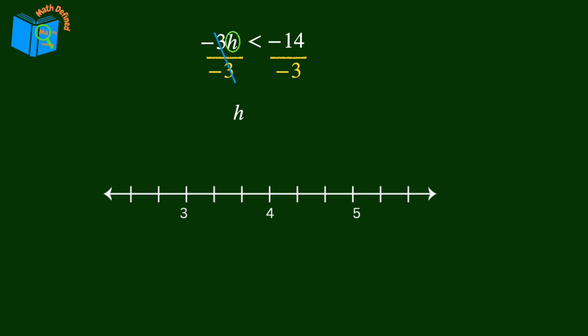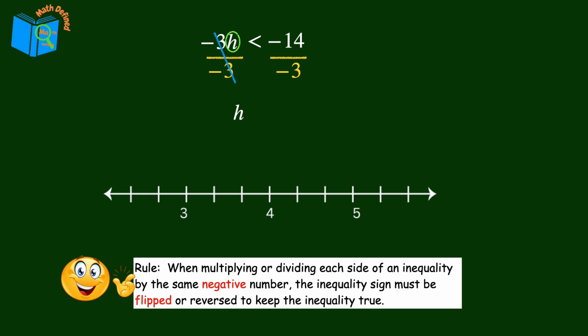Since we divided by the same negative number, -3, on both sides, there is a rule that we must follow. When multiplying or dividing each side of an inequality by the same negative number, the inequality sign must be flipped or reversed to keep the inequality true. So after canceling out the negative 3's on the left side, we are left with h is greater than.